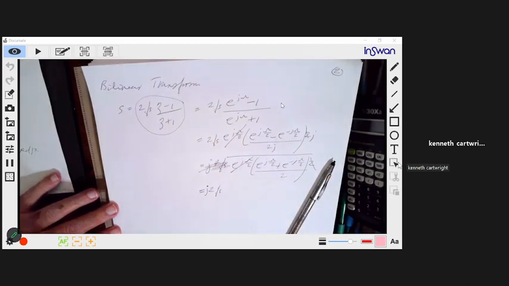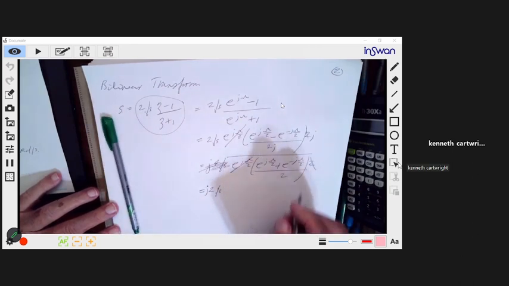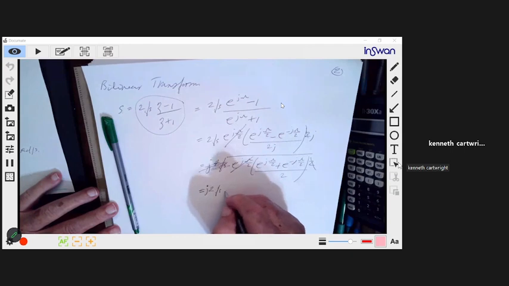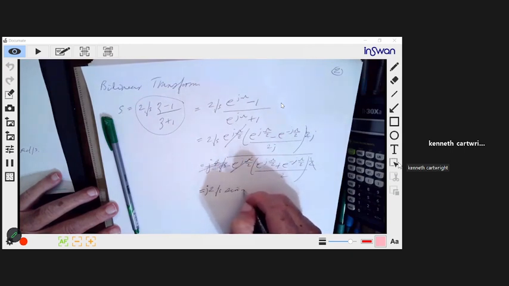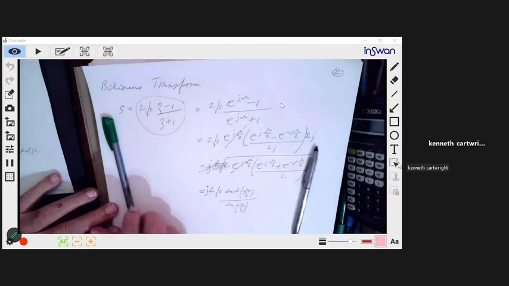Y'all do not study. We just did this last class. Because this is sine omega over 2, and the bottom is cosine omega over 2. Why couldn't you all tell me that? We just did this last class.